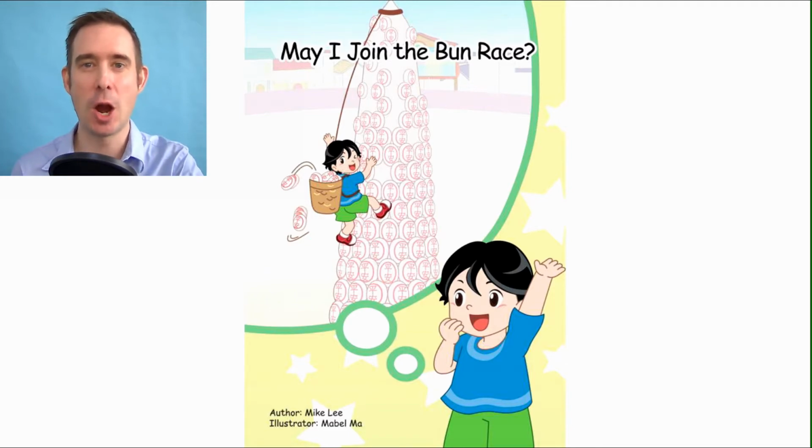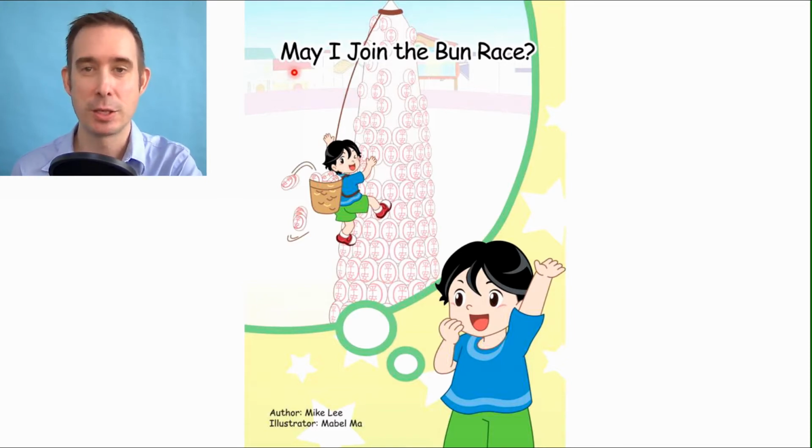Today, we are going to start Unit 15, which I'm very excited about. So we're going to look at a small book today, and this is Week 1, Level 2 for Unit 15. The title is May I Join the Bun Race? Very cool. And I can see in the picture here that this has something to do with a Hong Kong festival. So we'll look at this book together, and I think we'll read it two times, right? The first time we'll go slow, we'll look at the words and see what the book's really about. And then the second time is when we get to practice our fluency, which should be really great. So let's take a look at this book together.